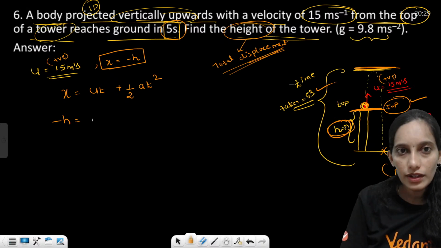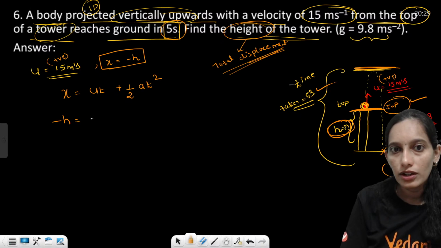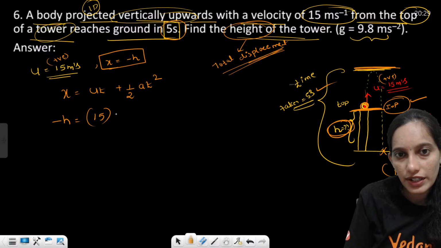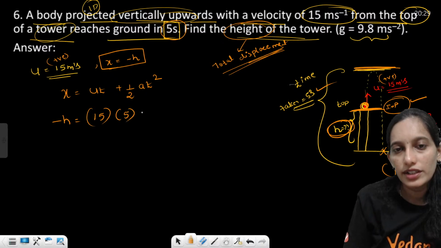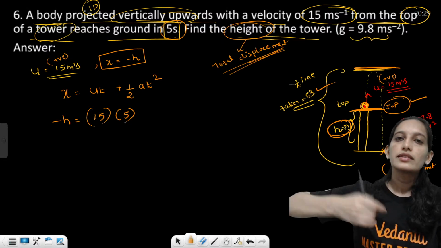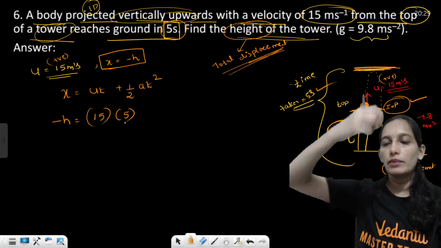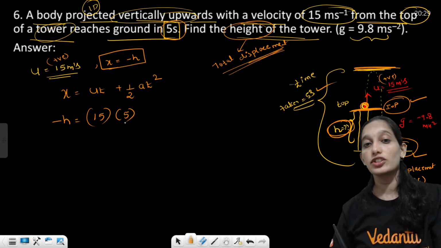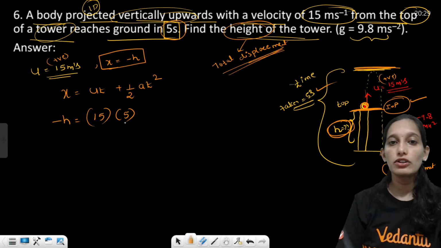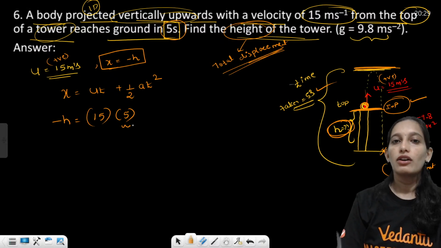Okay, let me write one more step. We can substitute u here itself, so that is plus 15 into t. T is 5 seconds, because in this total 5 seconds, the body goes up, comes to the top of the tower again, and then reaches the ground. This corresponds to the total displacement of the body. Only then can I put t as 5. If fractional time was given, I couldn't have taken t itself as 5.